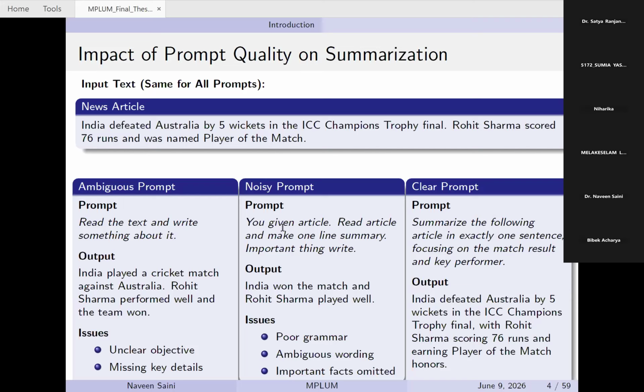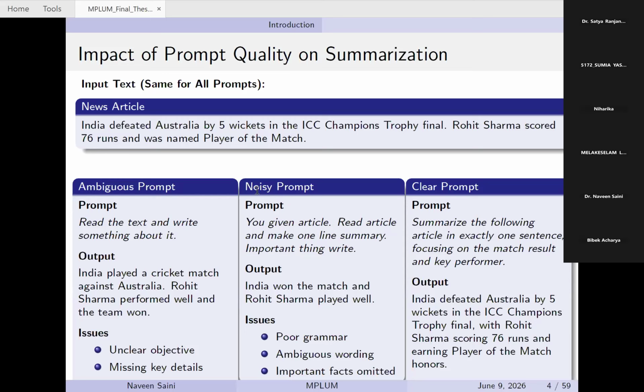Next prompt, let us assume you give an article, read article, make one line summary, important things right. Now you can see why it is called a noisy prompt, because it is grammatically not correct. Read article and make one line summary, then important things right. It is grammatically not valid. That's why you can say it is noisy or grammatically incorrect.